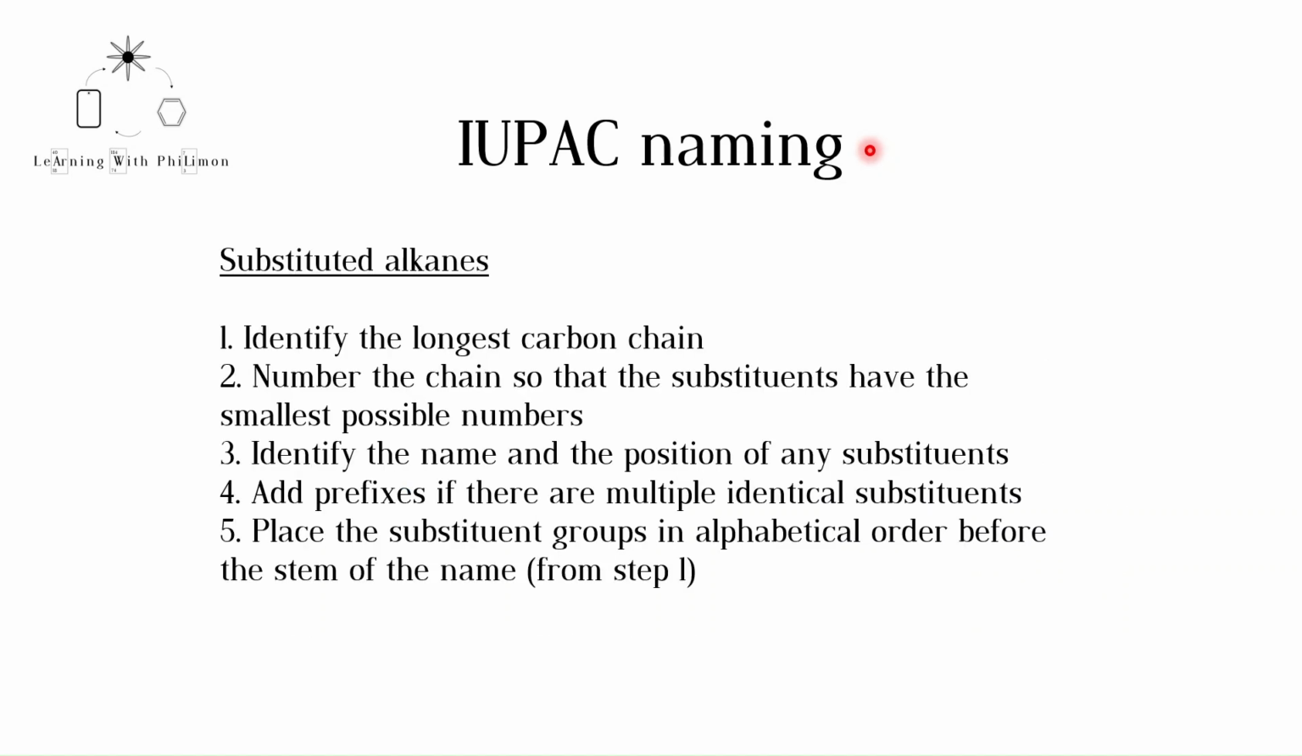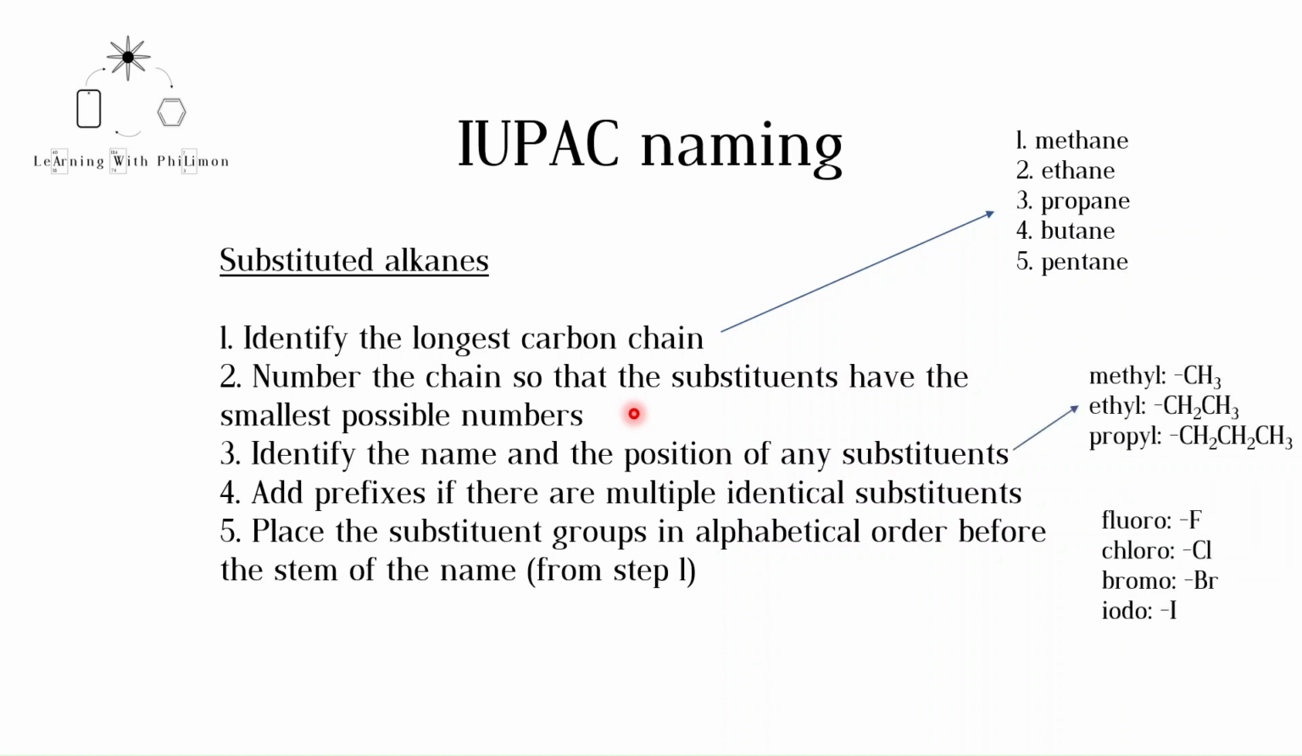In summary, the following steps can be followed to name a substituted alkane according to IUPAC nomenclature. The first step is to identify the longest carbon chain. Here we see the names of the first 5 alkanes. The second step is to number the chain so that the substituents have the smallest possible numbers. The third step is to identify the name and the position of any substituents. Here we see the names of some common substituents.